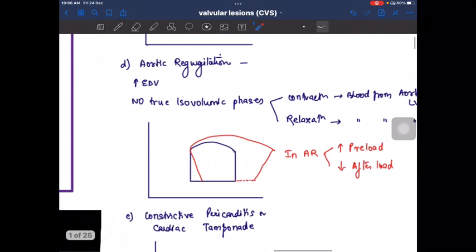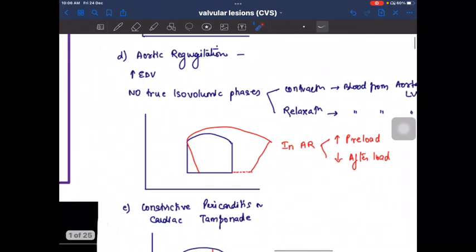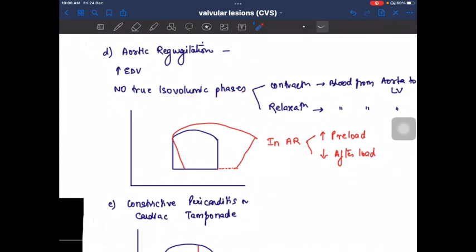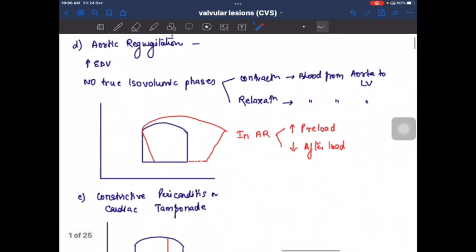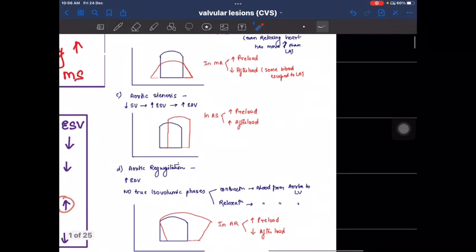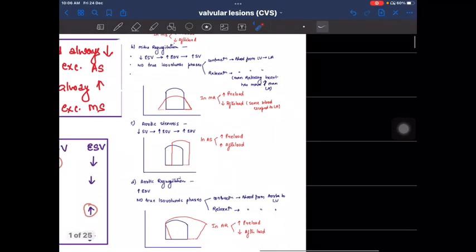Okay. Same goes for regurgitation of the aortic valve also. The end diastolic volume will increase. All right. And there are no true isovolumic phases. So this is the graph. I would request you to work out these graphs on your own also. Okay. You should be able to draw these graphs without any aid.